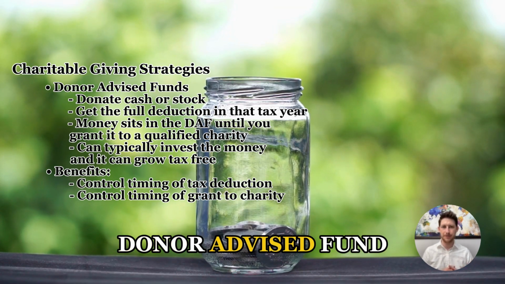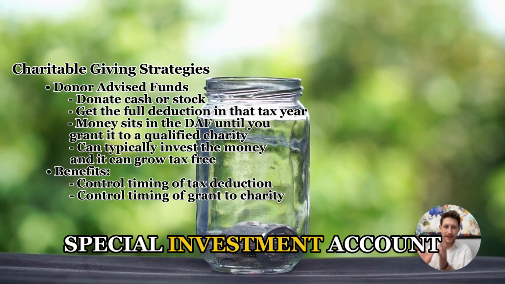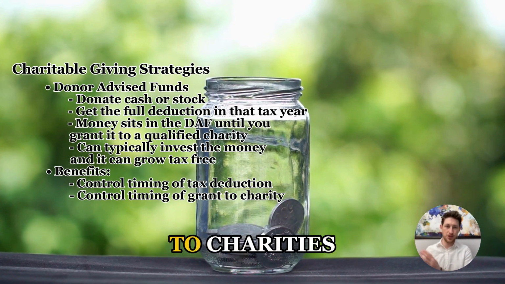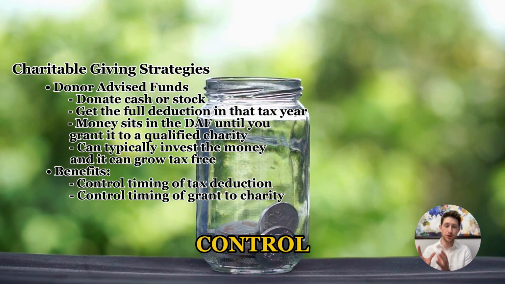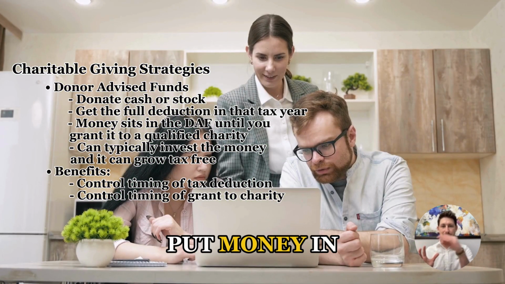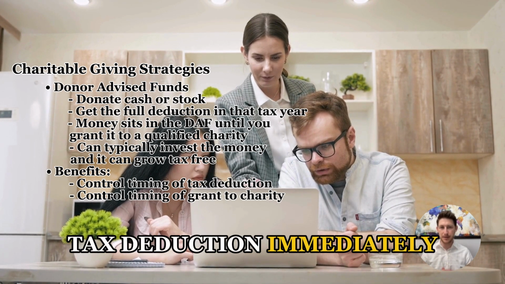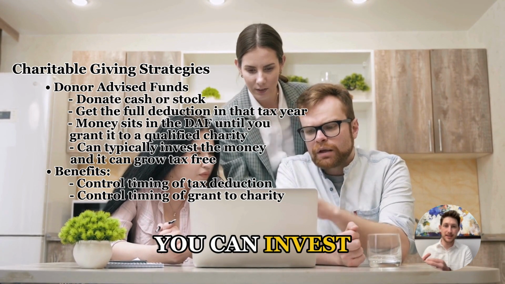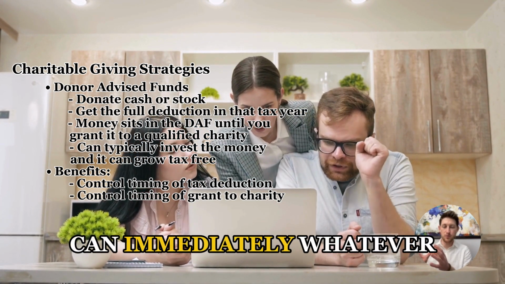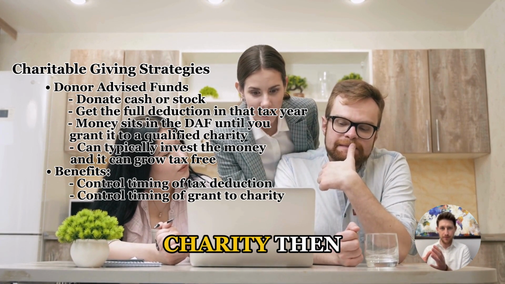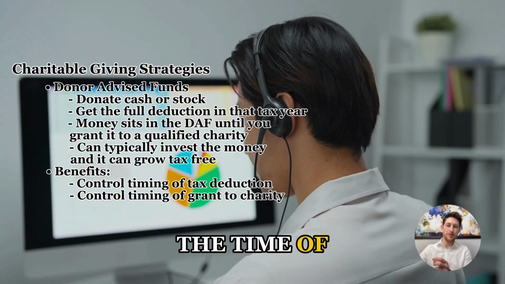Now, what a donor advised fund is, it's a special investment account that is dedicated to donating money to charities. So it's an account that you control. You have control over this, but when you put money in, you get the tax deduction immediately. The money sits in the donor advised fund. You can invest it, or it can stay in there until you're ready to actually grant it to a specific charity. Then you can make the grants at the time of your choosing.